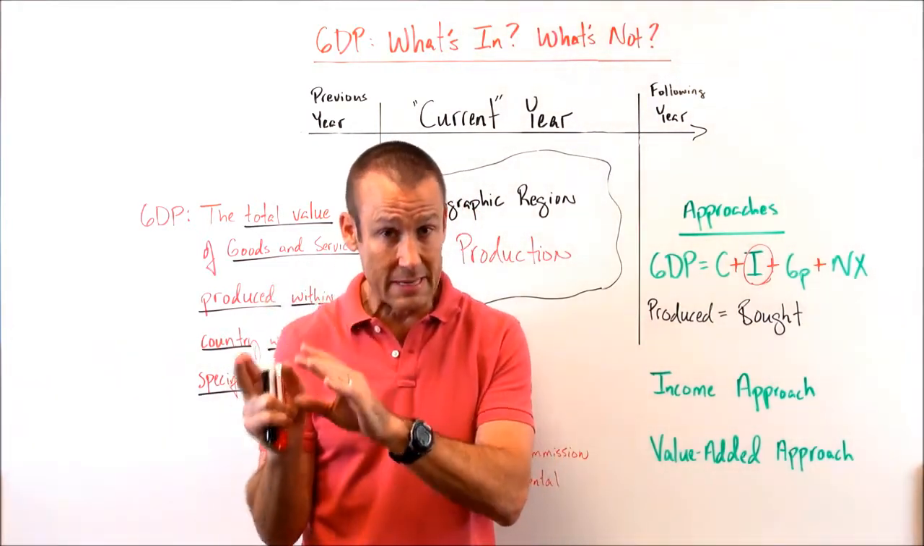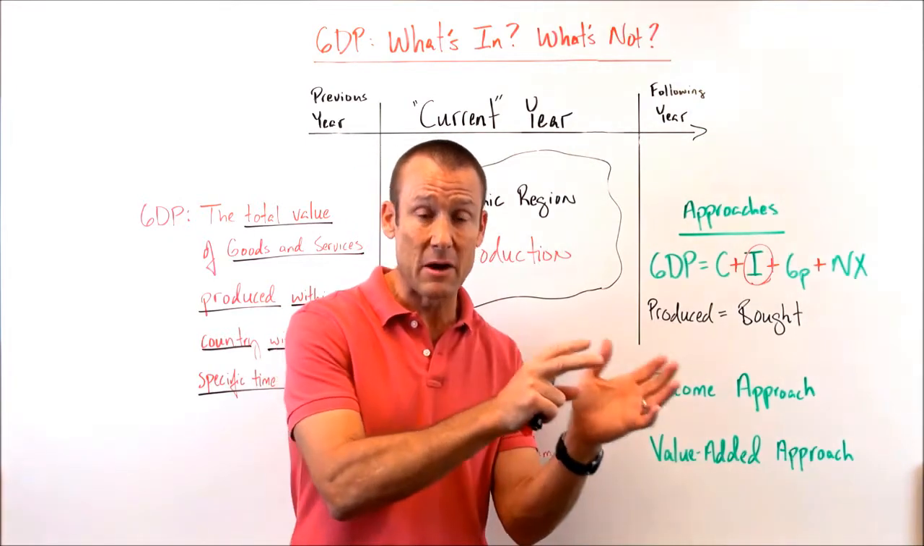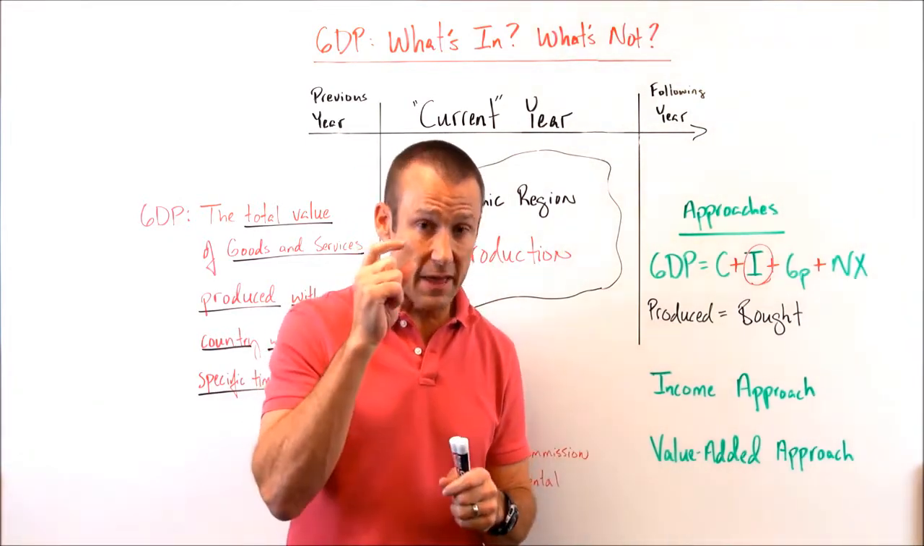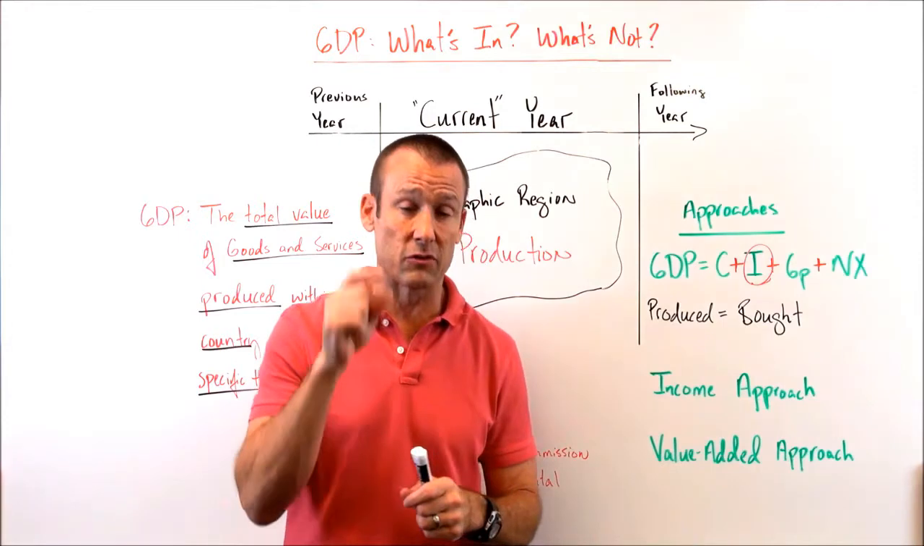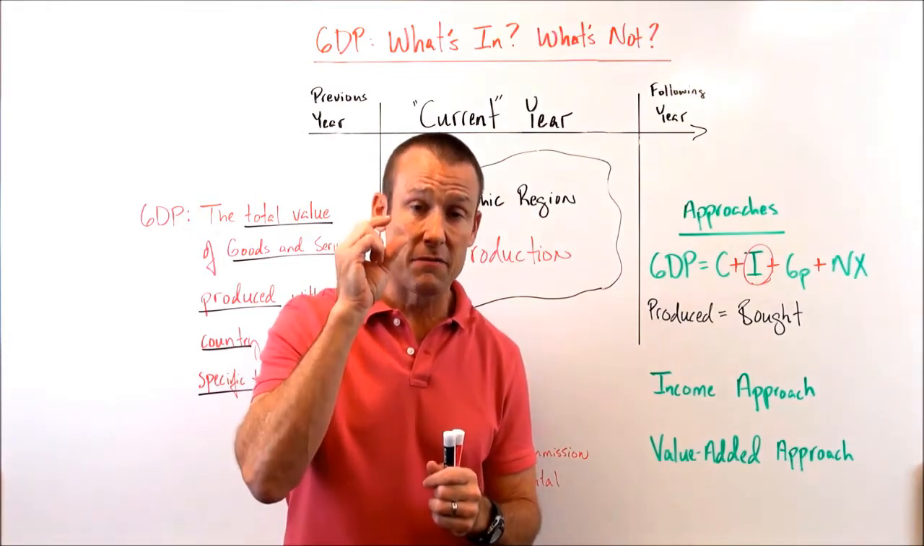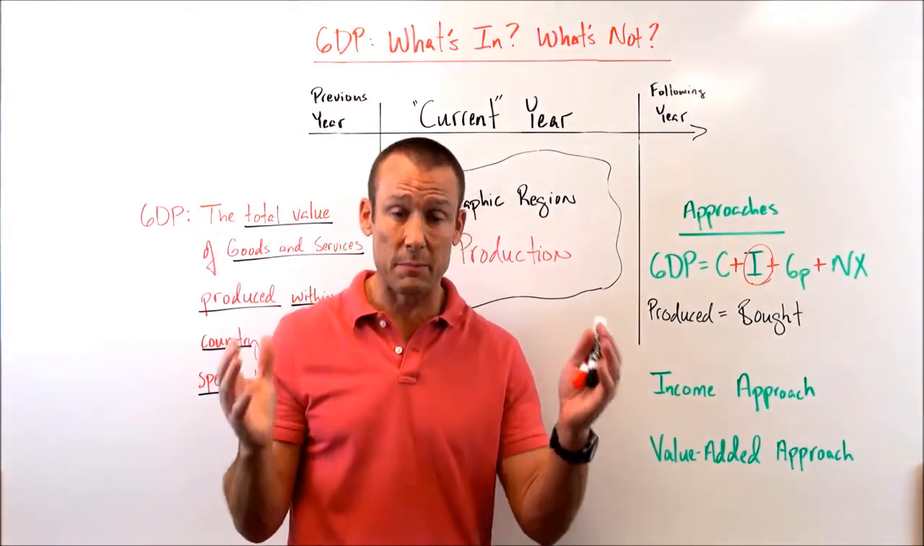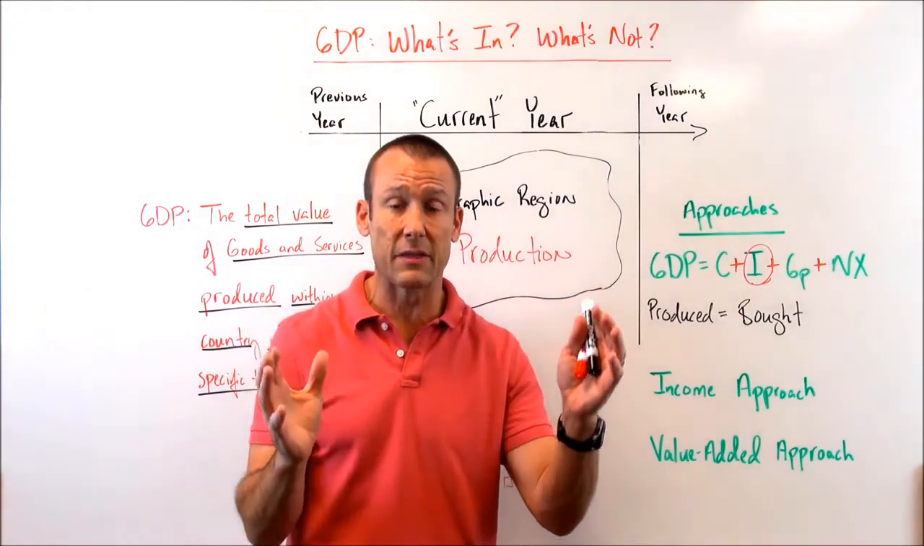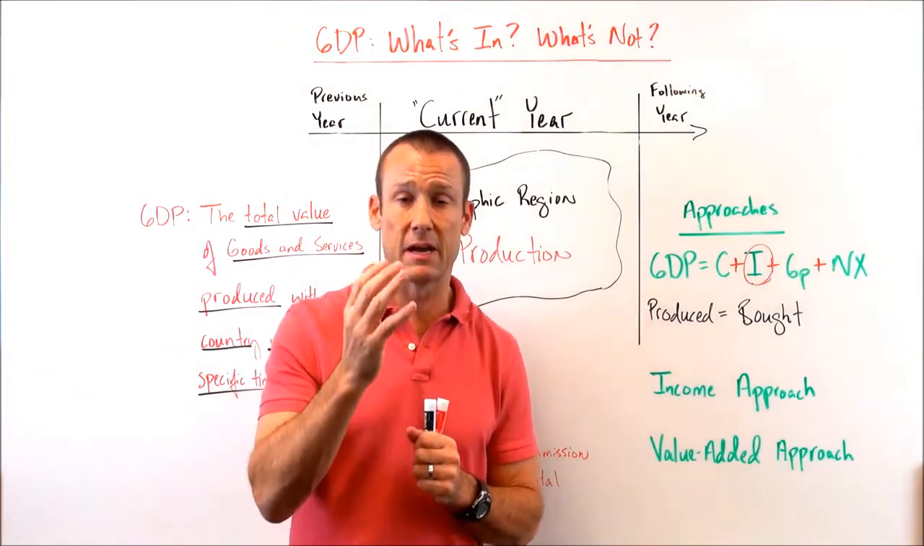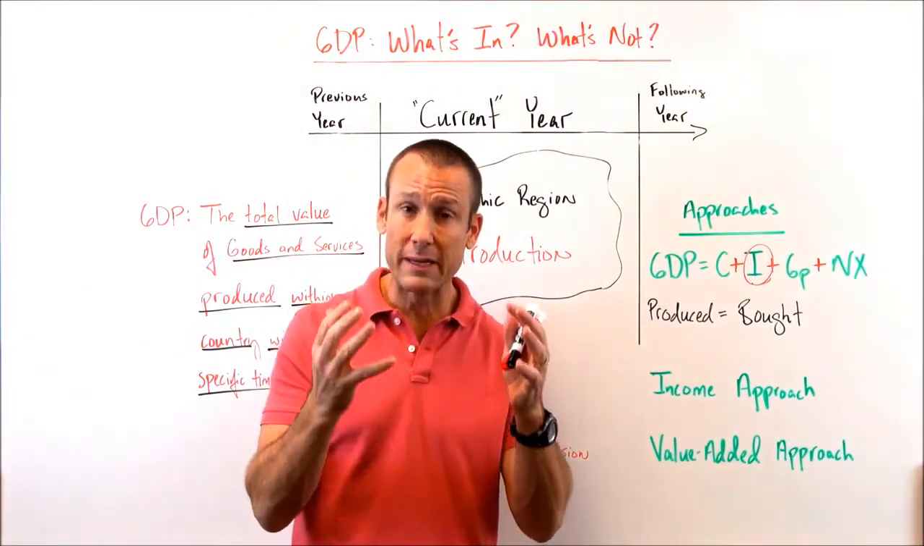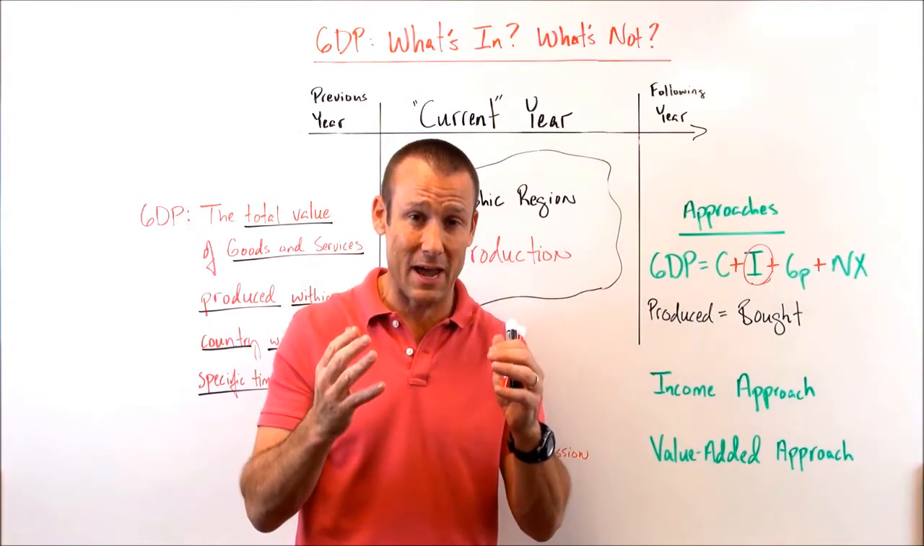Again, Lisa sold the car for $5,000. Mary bought it for $7,000. That $2,000 differential is going into GDP because that's the value that Fred produced by being a market maker, bringing together Lisa and Mary. Anyhow, guys, that's pretty much a complete video on what's in and what's out.